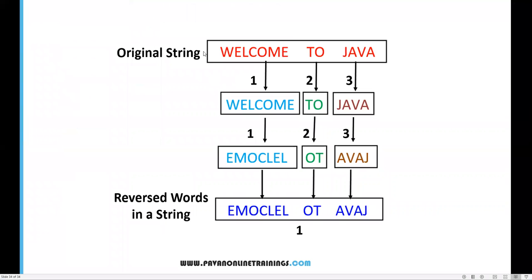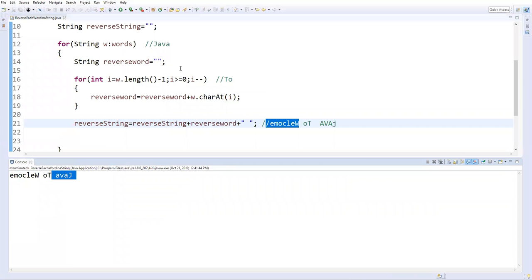So we have split this whole string into multiple parts and stored them in a single dimension array. Then we read each and every word from this array and reversed it. As soon as we reversed that word, again added that into the main string. Same thing we repeated for each and every word in a sentence or in a string. So that's how we need to do this.